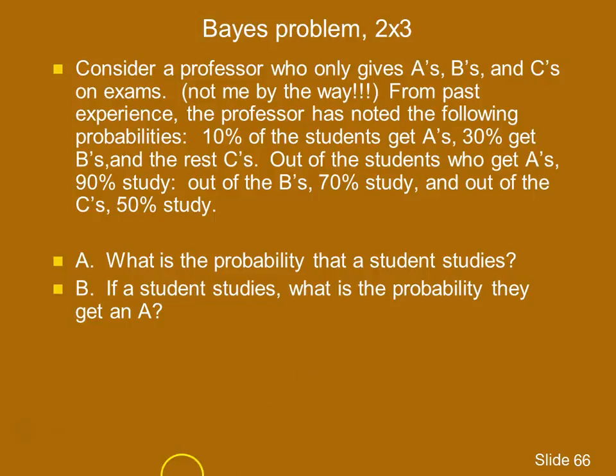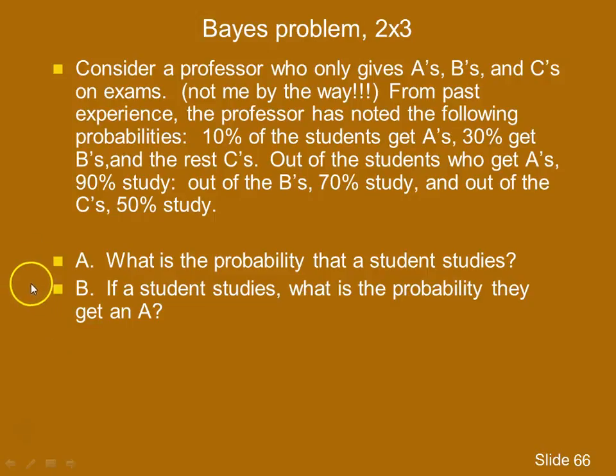Consider a professor who only gives A's, B's, and C's on exams, which is not me, by the way. But I'd love to see everybody get A's, B's, or C's. From past experience, the professor has noted the following. 10% of the students get A's, 30% B's, and the rest C's. Out of the students who get A's, 90% study. Out of the B's, 70% study. And out of the C's, 50% study.